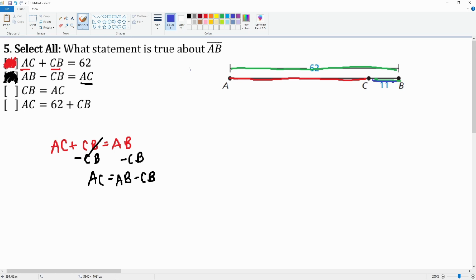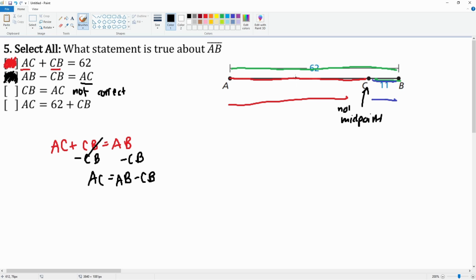All right, then next we have CB equals AC. That means this part is equal to this blue part. Well, that's not true. C is not the midpoint of the segment. Okay, this is not a midpoint. So this is not correct. Then next we wrote AC is equal to 62 plus CB.